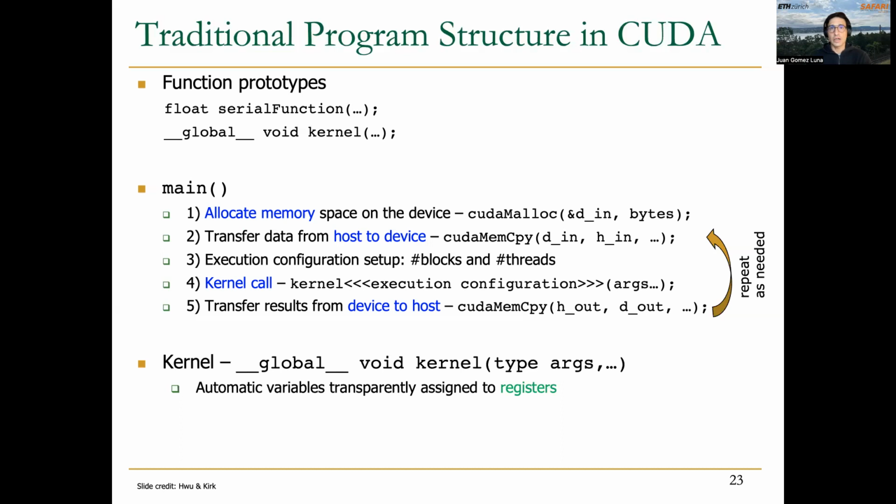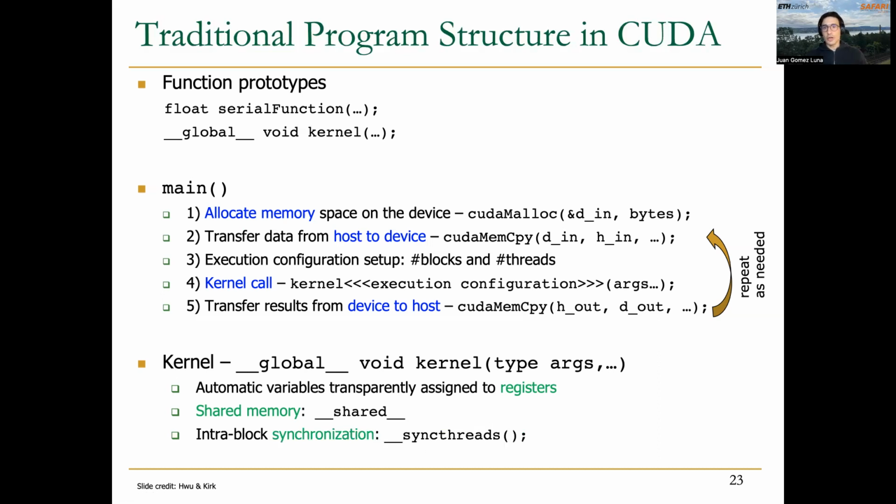Inside the kernel, we can use automatic variables that are transparently assigned to registers in the GPU cores. We can also use shared memory, that is, this memory space that all threads running inside the same block in the same GPU core can access, and they can share data using this shared memory space. We will use this shared qualifier to identify those arrays that are allocated in shared memory. And inside the same thread block, threads can also synchronize. It's what we call intra-block synchronization, and in particular, we use this __syncthreads instruction.